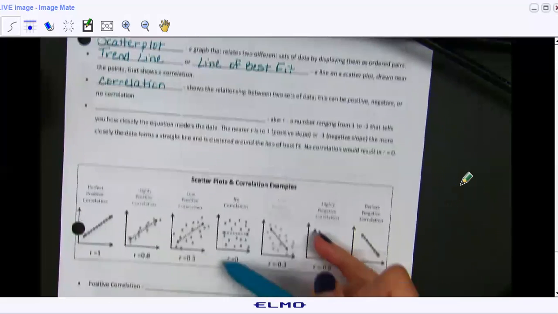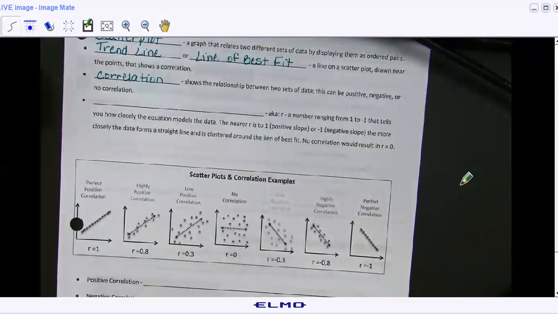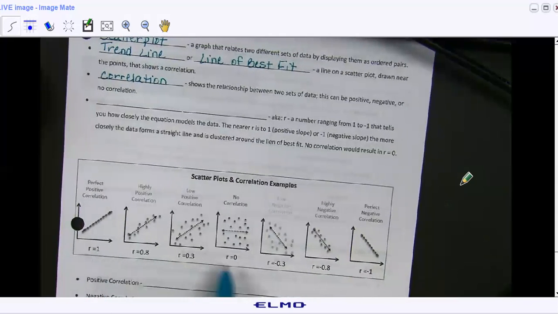This middle graph, though, has no correlation at all. The points are scattered all over the place. So really, there's no correlation. And you'll see down here a little R.